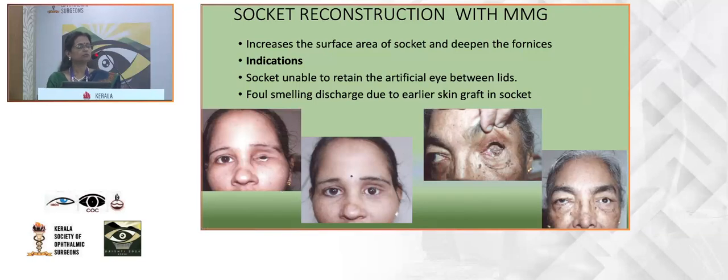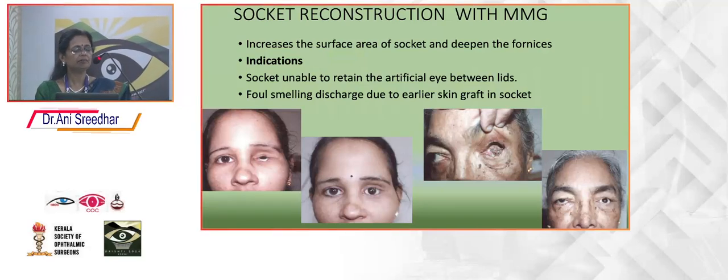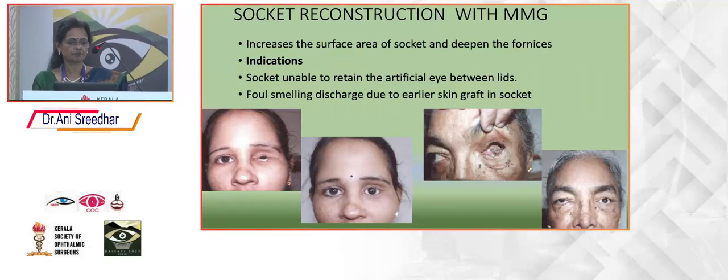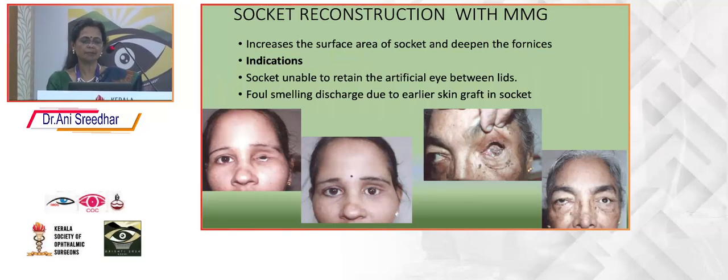Why do we do socket reconstruction with the mucous membrane graft? When we have a surface contracture, this increases the surface area of the socket, and you can deepen the fornices. And also when the socket is unable to retain the artificial eye between the lids. And also when you have a foul smelling discharge in the socket.